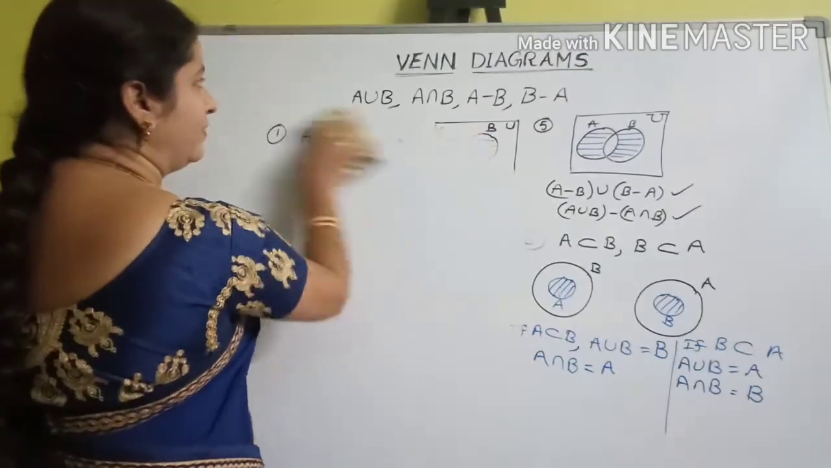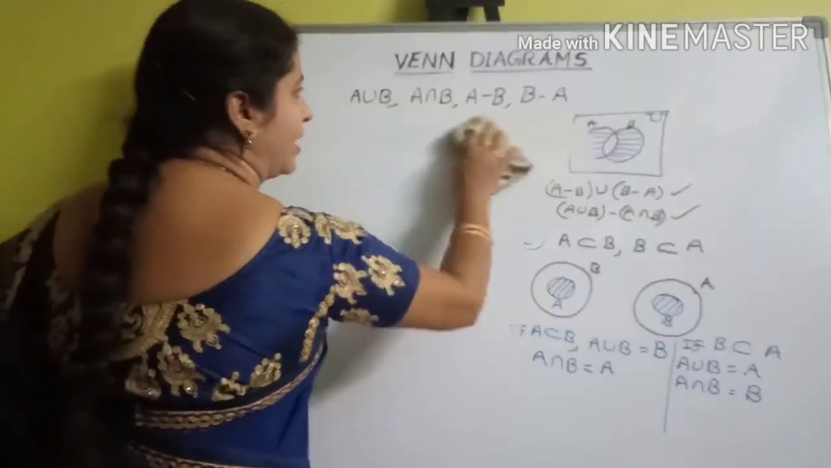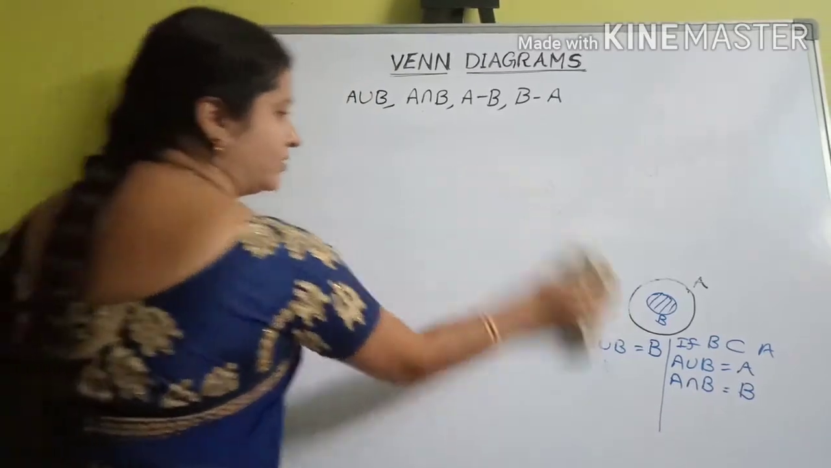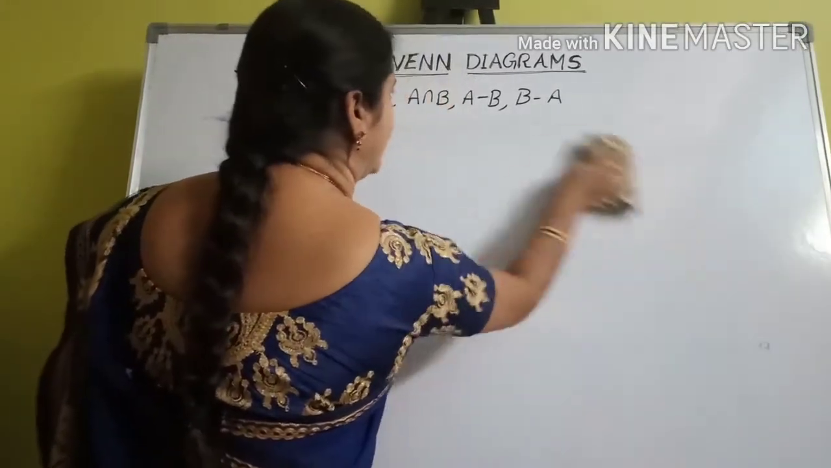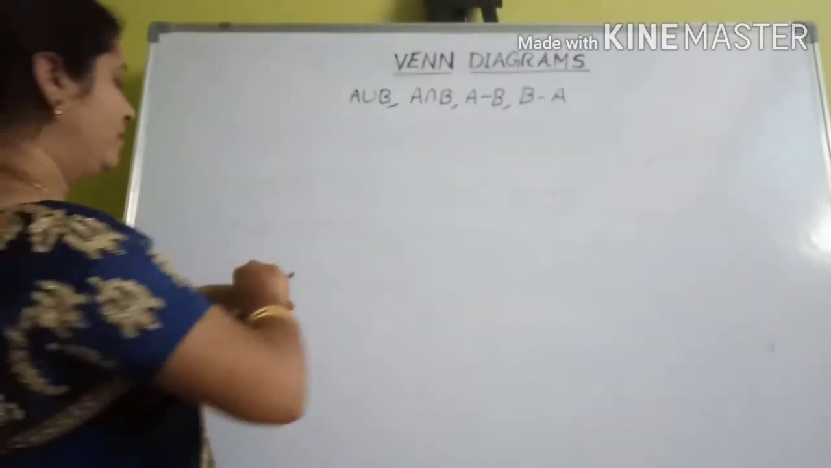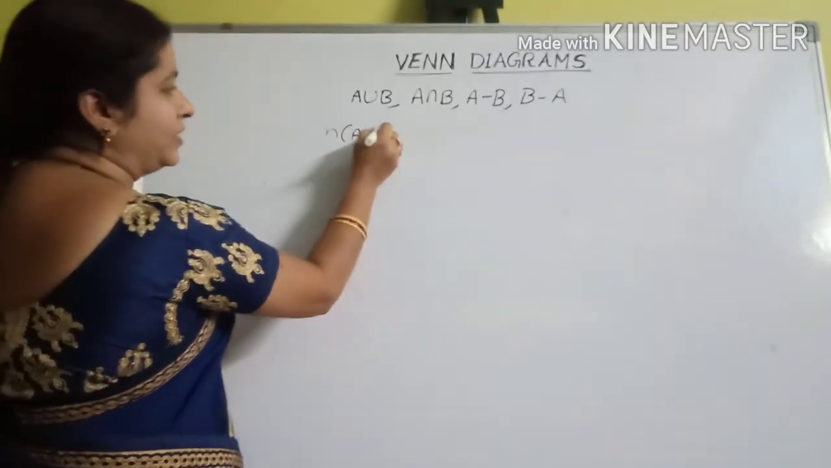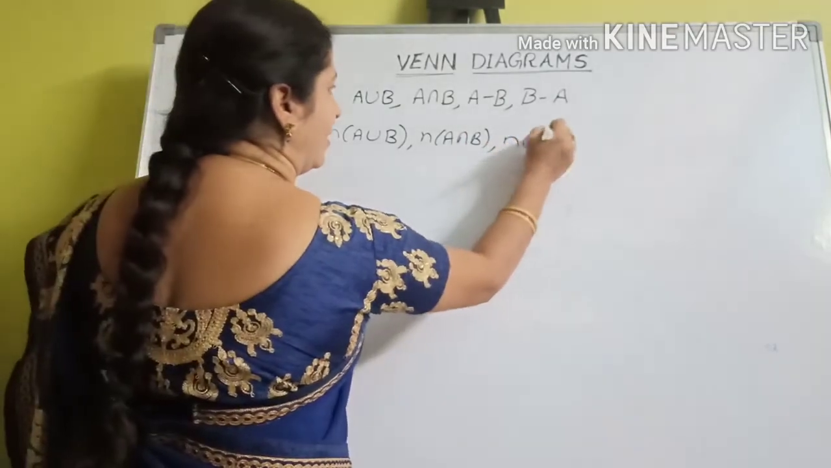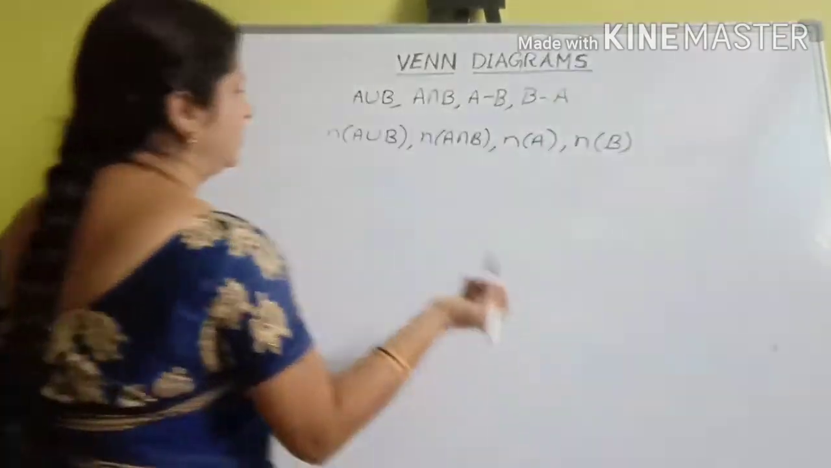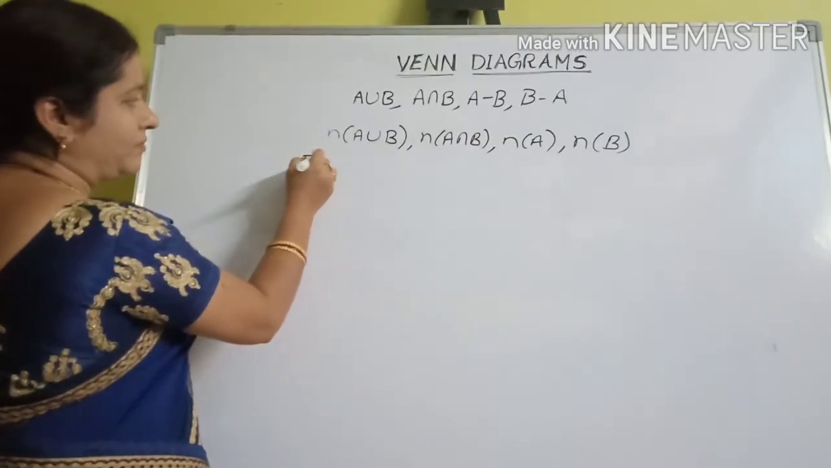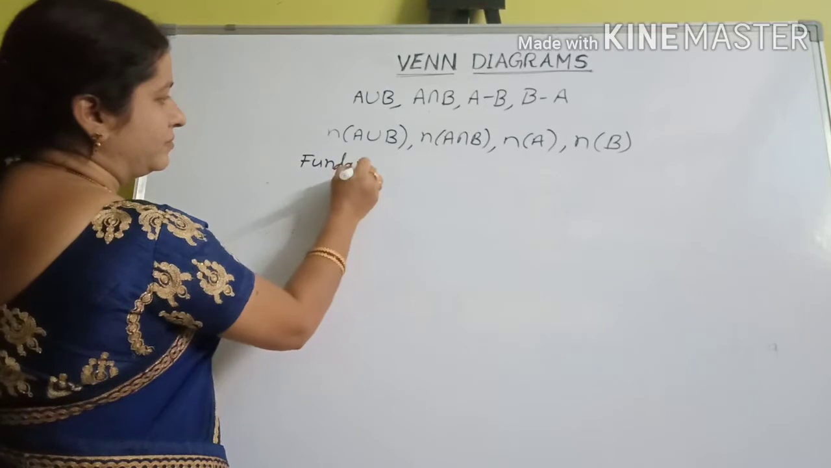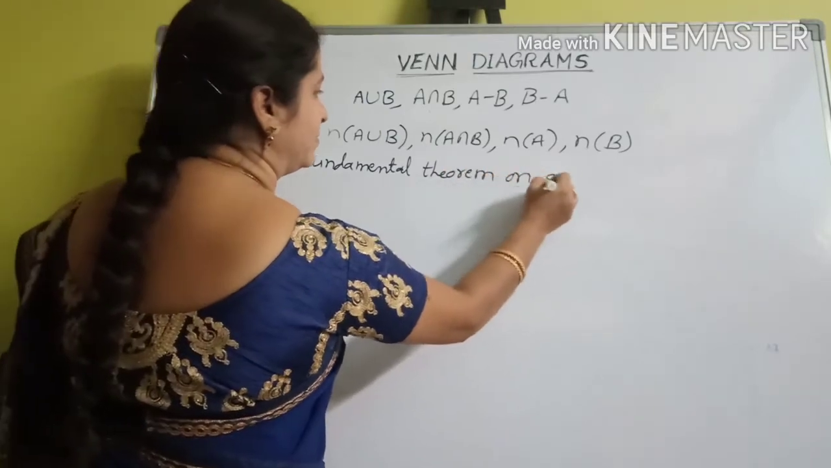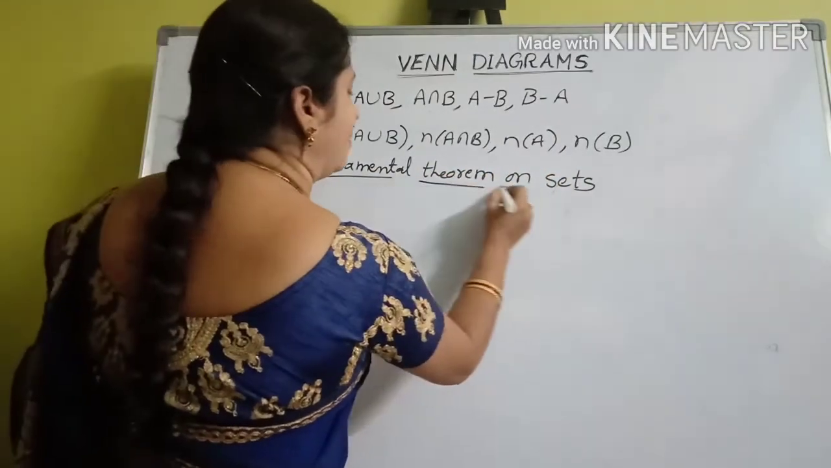So there is some relation between N of A union B, where N of means the cardinal number of A union B, and N of A intersection B. There is a relation between N of A union B, N of A intersection B, N of A and N of B. This is called the fundamental theorem on sets. So what is that?